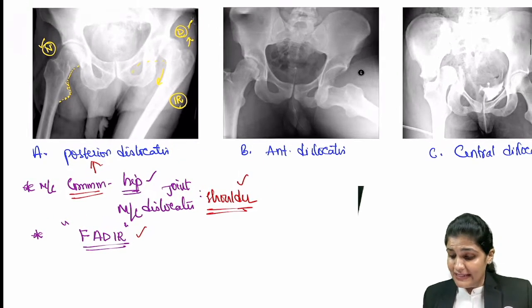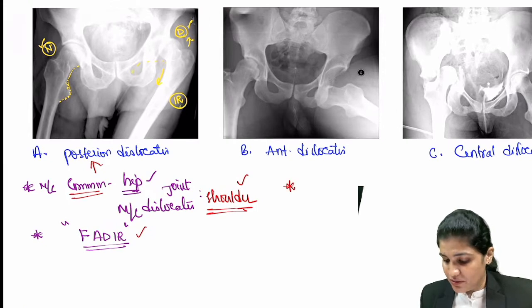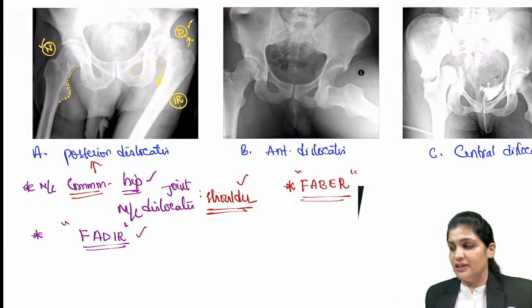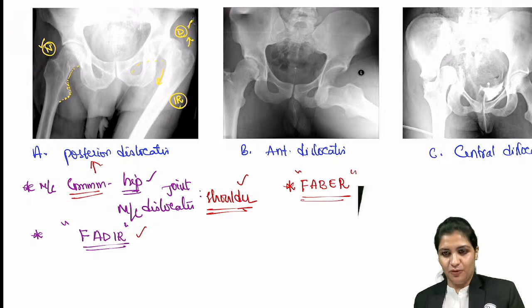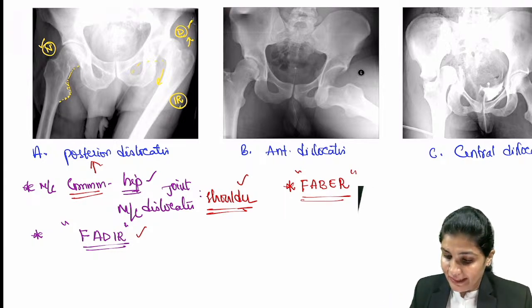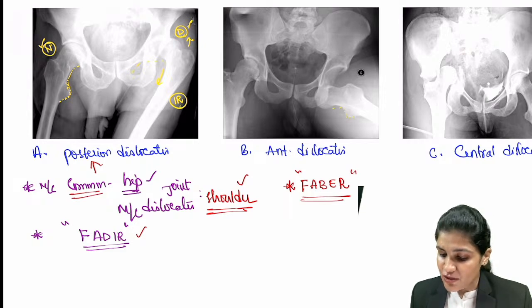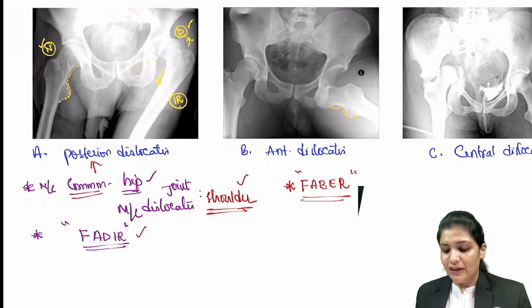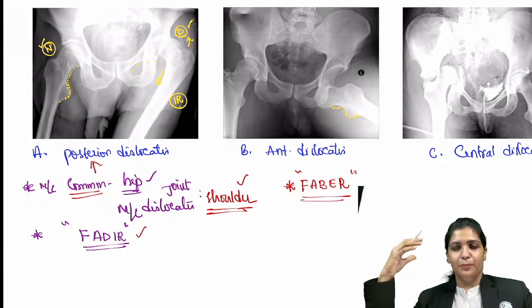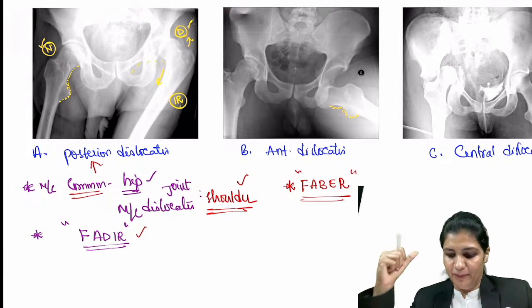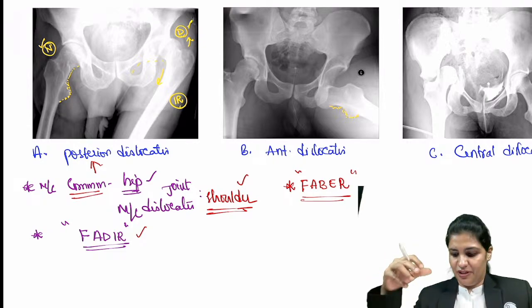And coming to the anterior dislocation, what is the attitude which you see? The attitude which we see in anterior dislocation is your FABER. FABER is flexion, abduction, and external rotation. So if you see here, what I've told you previously, the lesser trochanter is more prominently seen. Whenever you externally rotate, you will see the lesser trochanter as a prominent thing on the X-ray film. So this is your anterior dislocation, right?